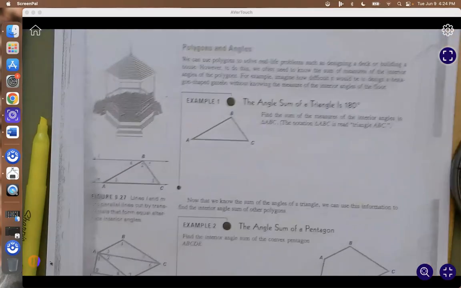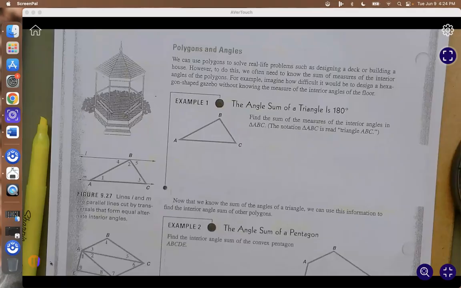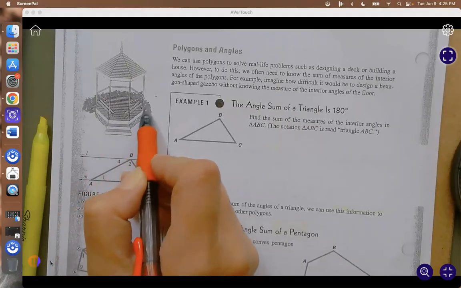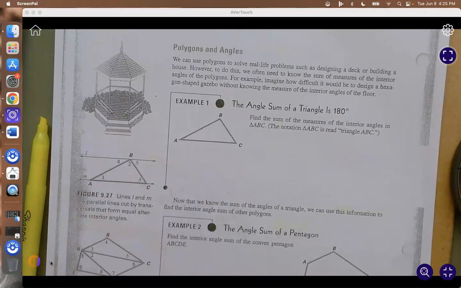Polygons and angles. We can use polygons to solve real-life problems such as designing a deck or building a house. However, to do this, we often need to know the sum of the measures of the interior angles of polygons. For example, imagine how difficult it would be to design a hexagon-shaped gazebo without knowing the measure of the interior angles of the floor. So we need to know angle measures, or it'll be all kinds of wonky job, okay? So what you need to know is this.